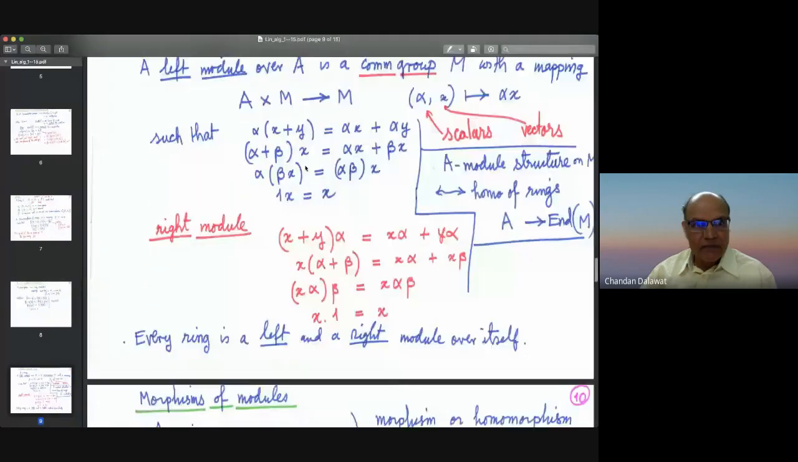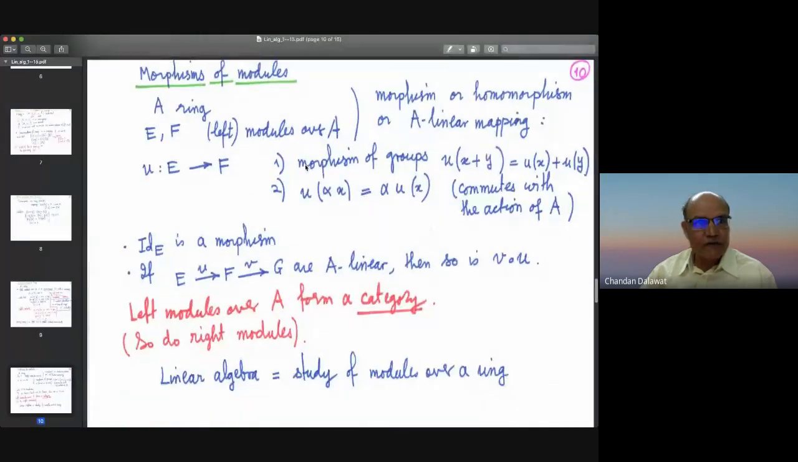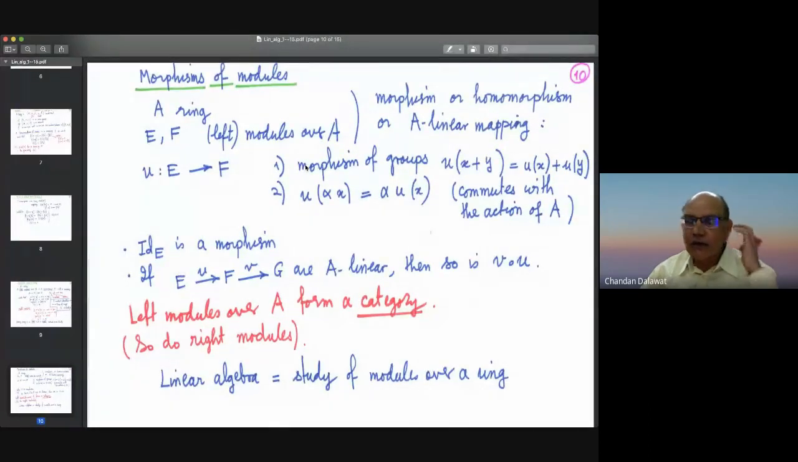So maybe I'll just introduce morphisms of modules, and then I'll stop for a minute or two to ask people if they have any questions.